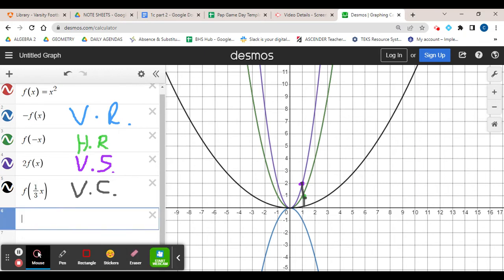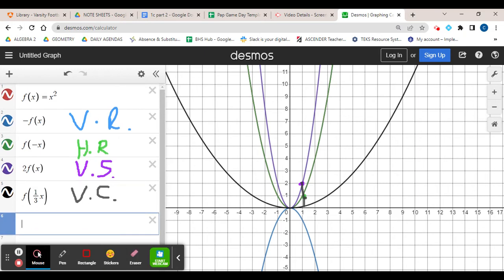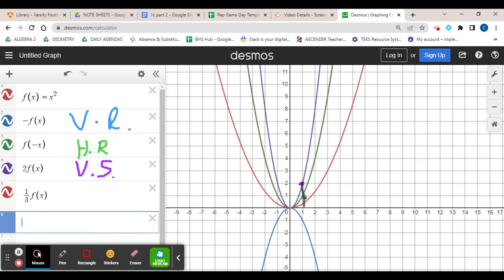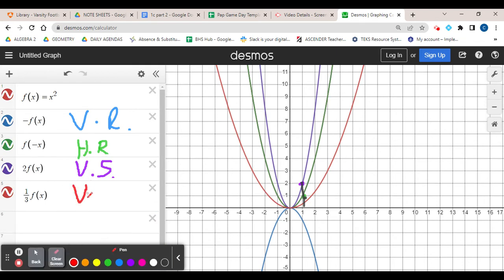Next, let's try a horizontal. If we were to do a horizontal, let's say we do a horizontal compression. So a horizontal compression, we're gonna, actually, I messed that up. Vertical compression, we're gonna go 1/3. Sorry. It's late night on Friday. Tired. So we have a vertical compression right there.